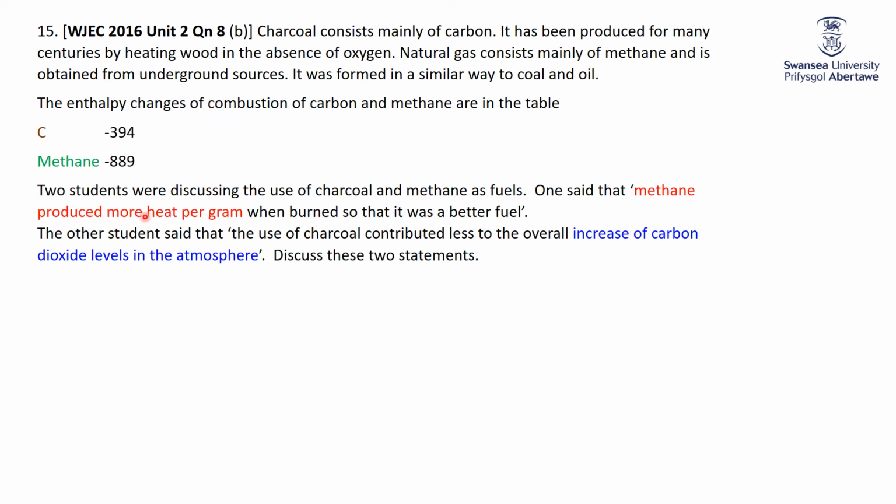So one student said methane's more heat per gram, so it's a better fuel. Well, carbon has a molar mass of 12, so 32.8 kilojoules per gram. Methane has a molar mass of 16, so 55.6 kilojoules per gram. Thus, methane certainly does produce more heat per gram. So that's correct. Then the other student said, yes, but use of charcoal contributes less to the overall increased carbon dioxide levels in the atmosphere.